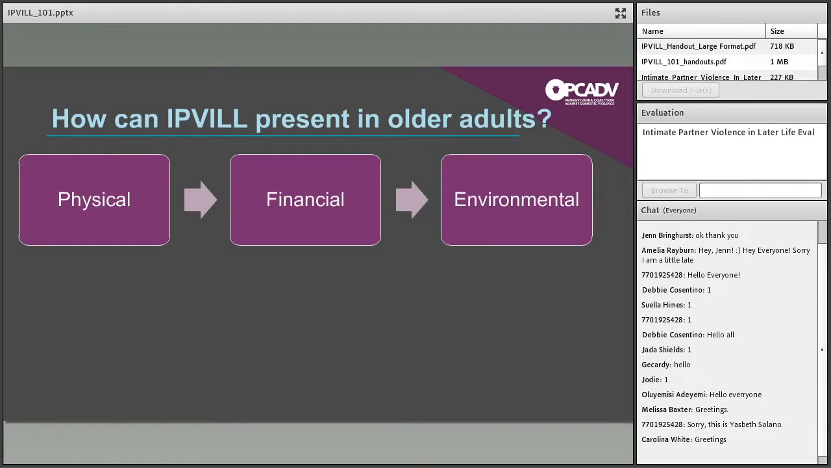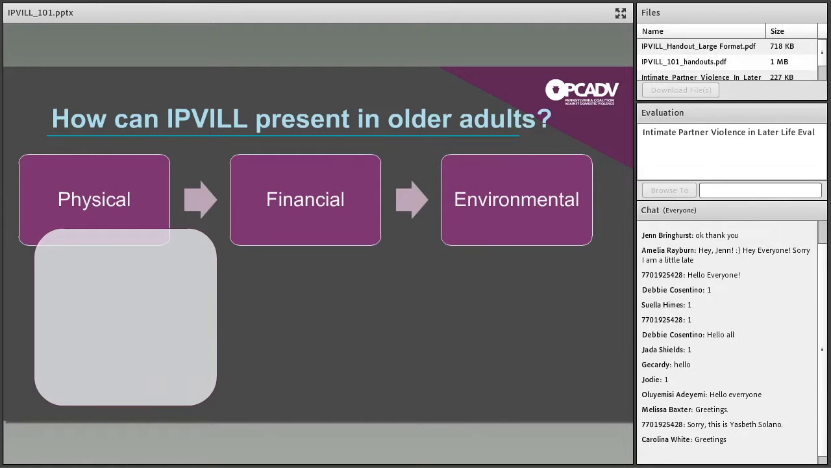So how can IPV present in older adults? What are we looking for? It can show up as physical, financial, and environmental. When we're talking about physical, we're talking about unexplained bruising, a lack of hygiene, seeming over or under medicated. Again, this isn't somebody having a reaction to their medicine. This is somebody that is literally rendered comatose or unable to communicate or function because they're being force-fed medicine.